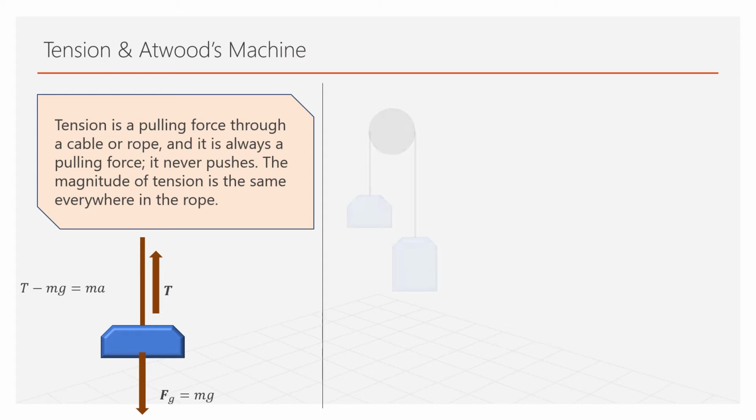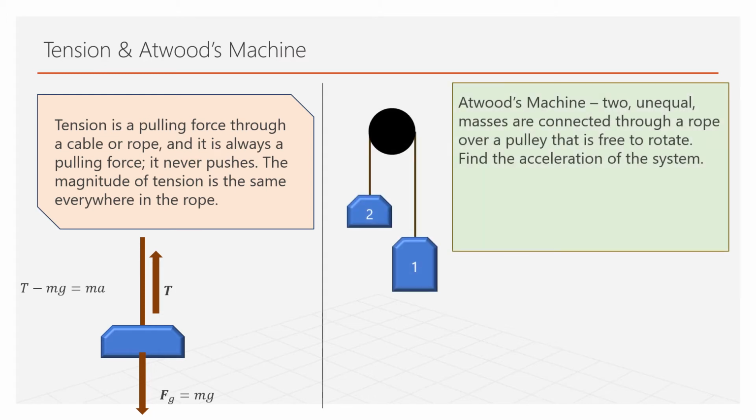Let's now use this to analyze Atwood's machine. An Atwood's machine is a machine composed of two unequal masses that are connected through a rope over a massless pulley that is free to rotate. The task is to find the acceleration of this system. In this problem, I will take mass 1 to be the heavier object, and I will draw it as a larger object as well. The first step is to pick a direction of motion.